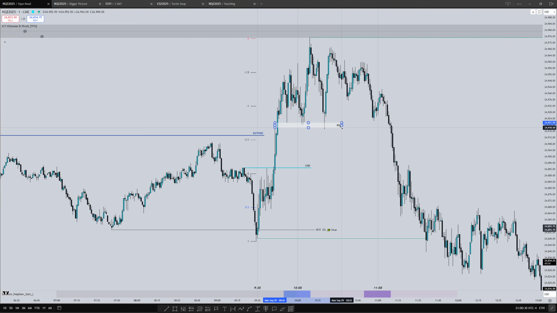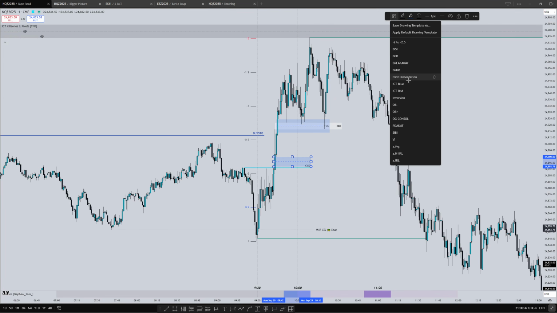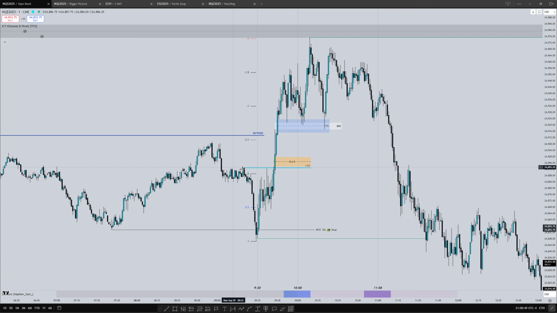Just like how we have this 5-minute BISI, I'm also going to mark out every single PD array that would be of interest if I were to tape read it again. So how would I read price if I was perfectly marking it up? It's a perfect markup. You're basically making the answer key as if you would want it. So I have a breakaway gap here. Why is this a breakaway gap? It's leaving a balanced price range.